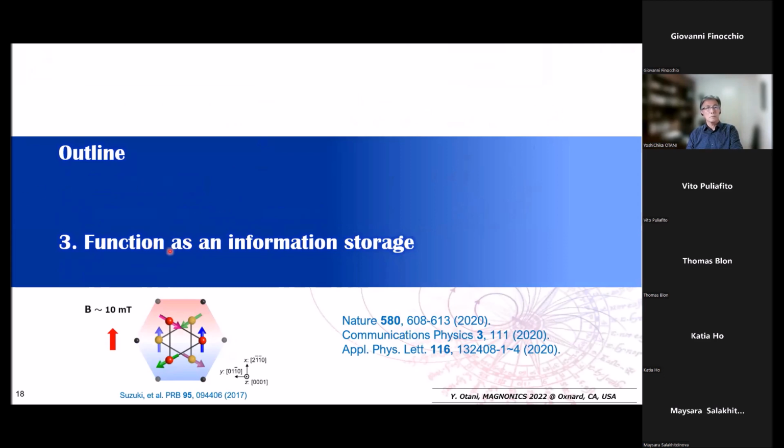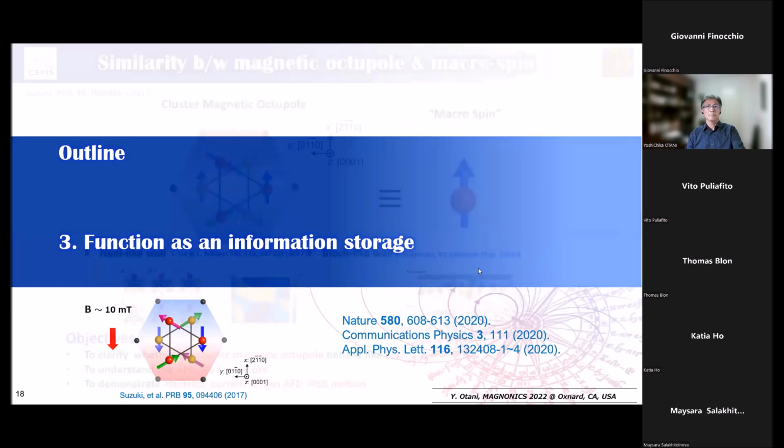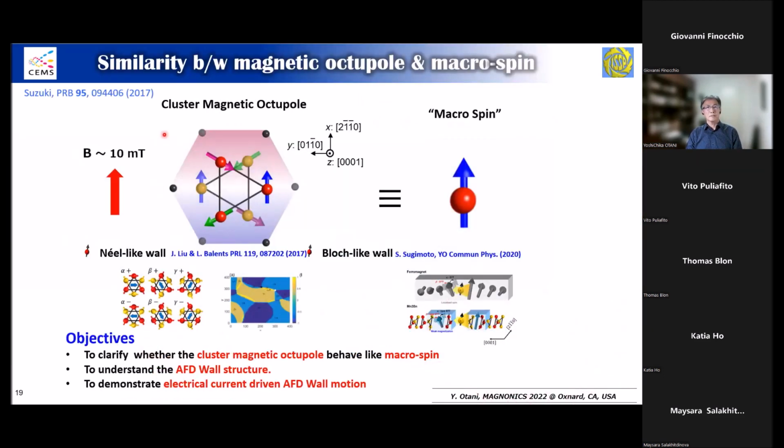Then I'd like to move to the function as an information storage. As I said, this cluster magnetic octupole behaves like a macro spin, and you can flip it at will by applying a small magnetic field like this. So this macro spin, the octupole, changes direction by applying an external field.